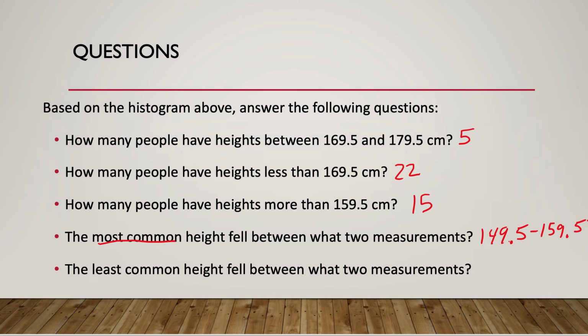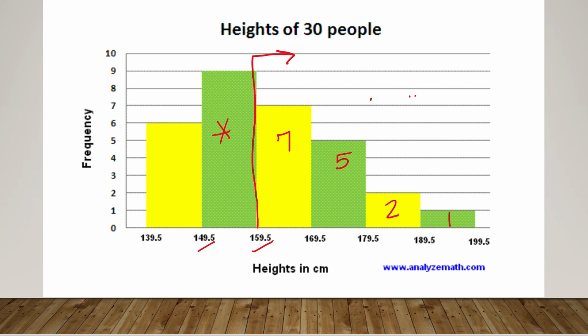And then the next question says the least common height fell between what 2 measurements? Again, if it's asking for least common, it's basically asking me for the lowest bar, the one with the lowest frequency. So I'm going to go back to my graph and look. The bar with the lowest frequency is here. So between 189.5 and 199.5.